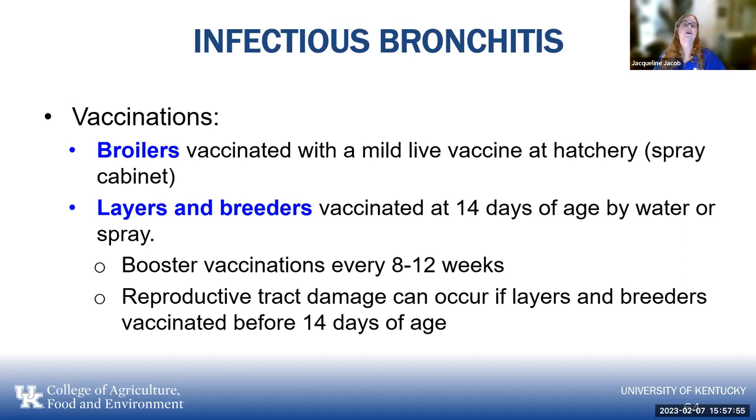We know that with our coronavirus that we get, we have to revaccinate because they can mutate and change. Reproductive tract damage can occur if the layers and breeders are vaccinated before 14 days of age. So it's not something that can be done at the hatchery. Broilers, because they do not become reproductive, can be vaccinated at the hatchery.